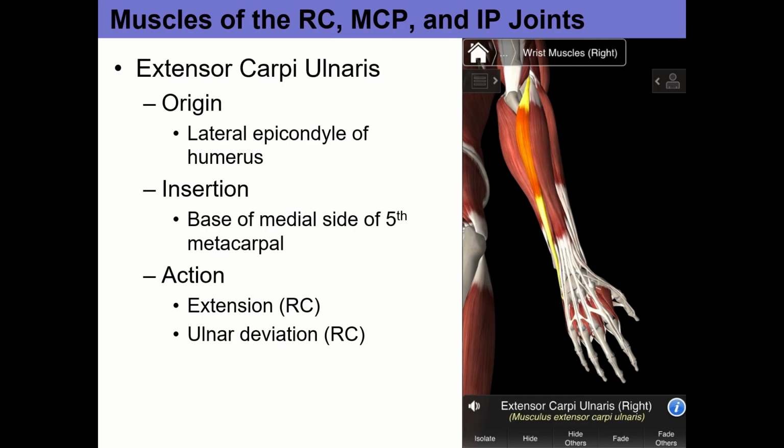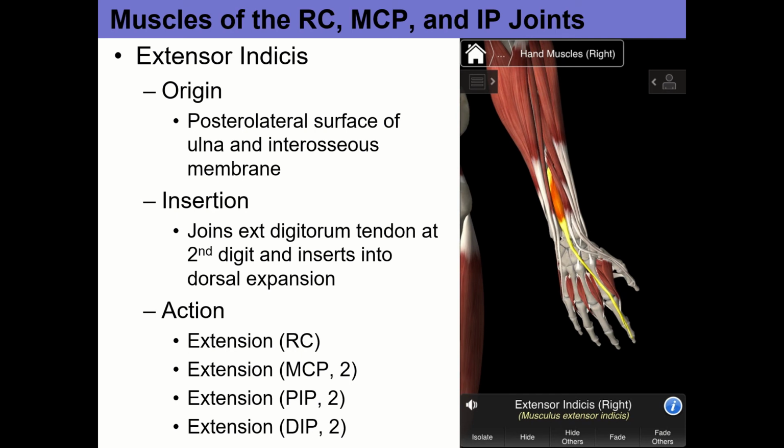And then we're going to go one layer deeper. Extensor indicis is deep to extensor digitorum, so we have to take it off to be able to find extensor indicis. And now we're moving away from those lateral epicondyle muscles. Extensor indicis originates on the posterolateral surface of the ulna and the interosseous membrane.